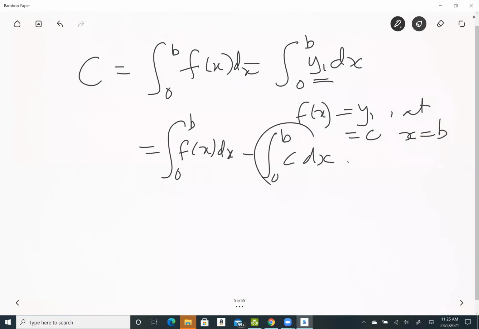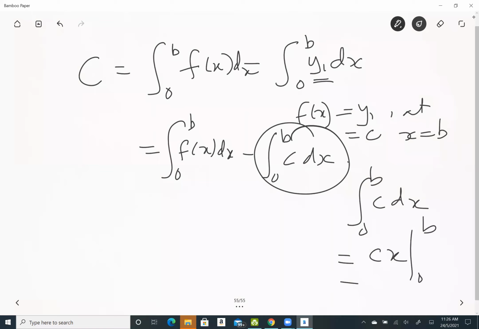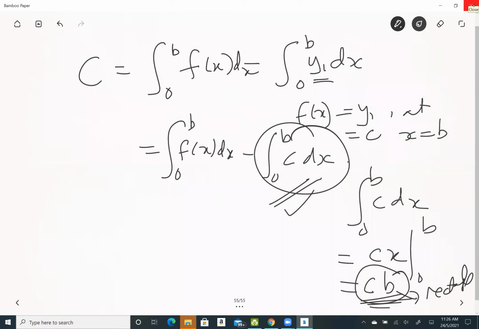And the integral of a constant here is the rectangle. Why? Because it's a constant c dx, integrated from zero to b. So what do I get? I get cx from zero to b, which is equal to c times b. So that is the area of the rectangle. You can either do it right away, c multiplied by b, or we do the integration. So either you do the integral, which is consistent with the definite integral of a constant function, or you just subtract the area of the rectangle, which is c times b.